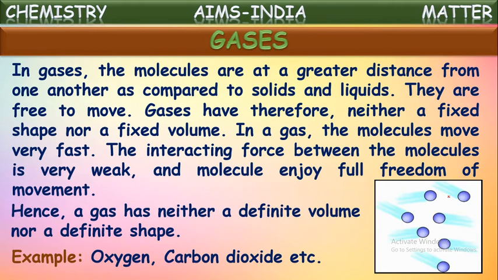Example for the gases, what can we say? So many gases are there in the air. The air in the atmosphere is a mixture of several gases like oxygen, nitrogen, carbon dioxide, water vapor. This all will come under different examples for the gases.